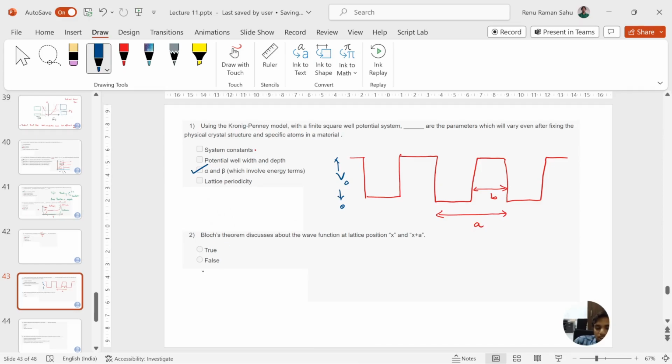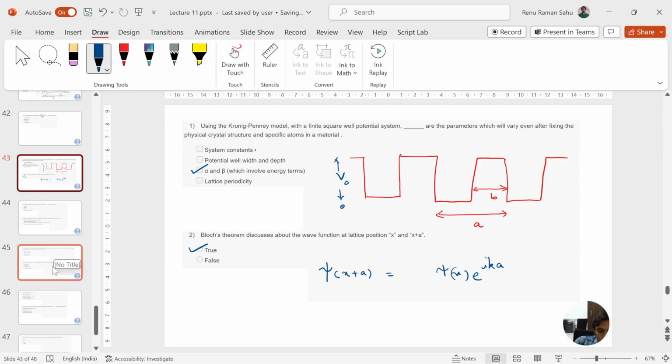What about the second question? Bloch's theorem discusses the wave function at lattice positions x and x plus a. X and x plus a, that's true, correct. And what is the relation? This is the relation if someone asks you: e to the power ik a.